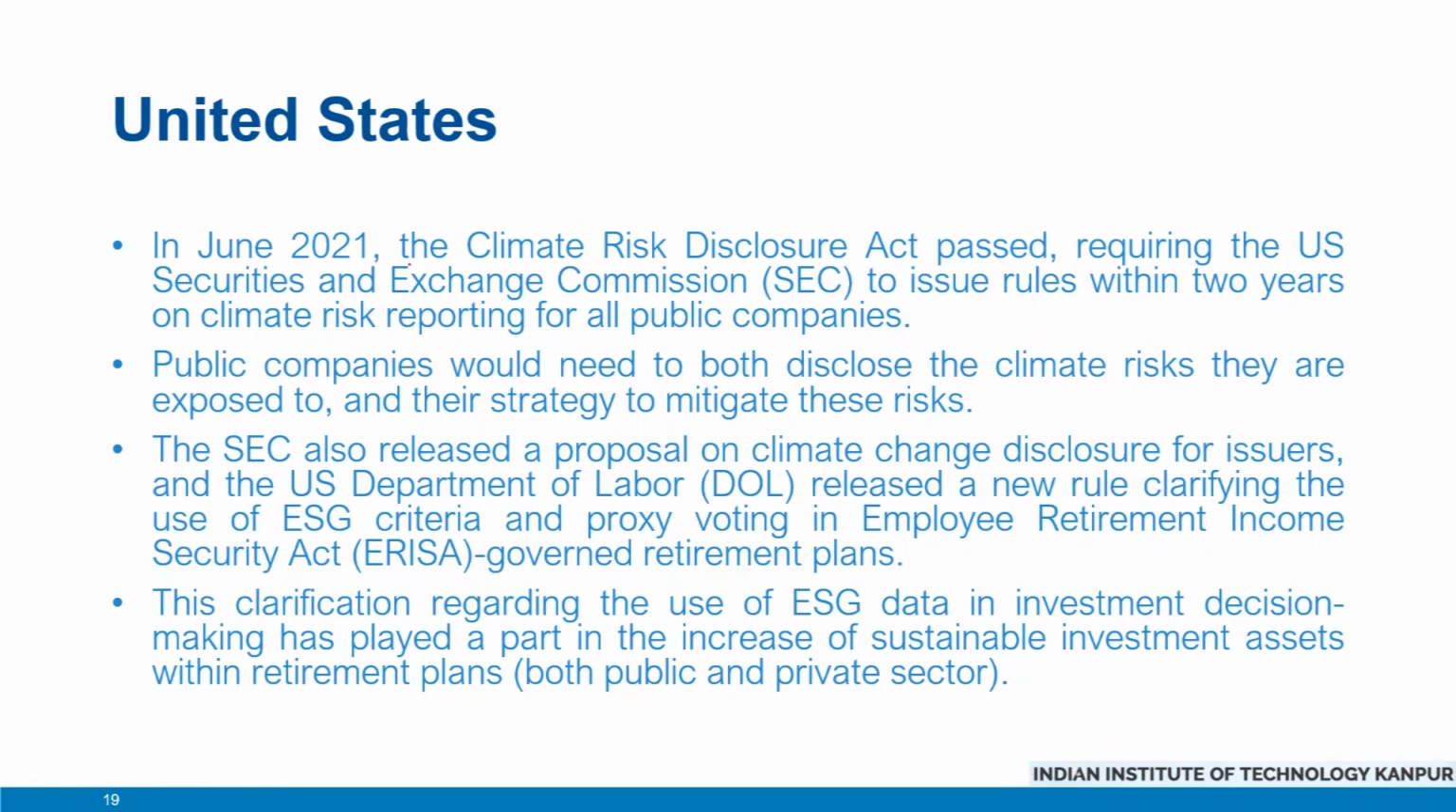In June 2021, the Climate Risk Disclosure Act was passed, requiring the US Securities and Exchange Commission (SEC) to issue rules within 2 years on climate risk reporting for all public companies. Public companies would need to, therefore, disclose both the climate risks they are exposed to and their strategy to mitigate these risks. The same month, the Act became law.